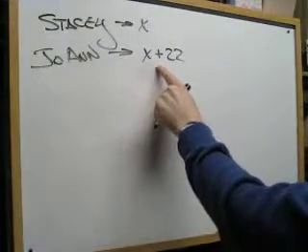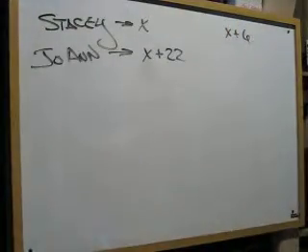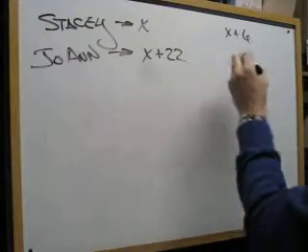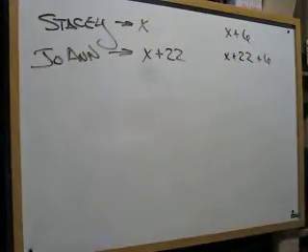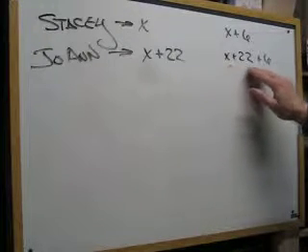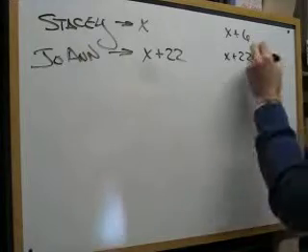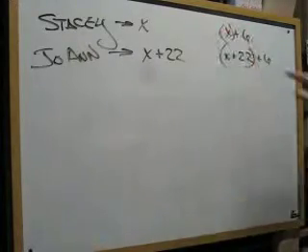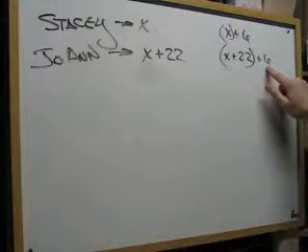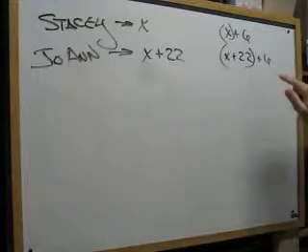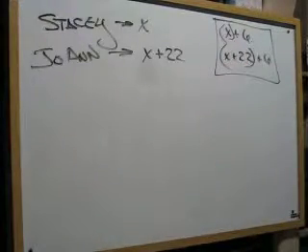In 6 years, how old is Stacy going to be? Well, she's going to be X plus 6 years. Joanne will be this age plus 6 years: X plus 22 plus another 6 years. Or you could just write this as X plus 28, but I wrote it there just so you saw where it came from. So this is how old they're going to be now plus 6, in 6 years. And the question says, in 6 years, the sum of their ages will be 42.